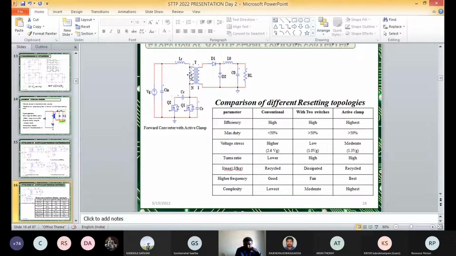Active clamp means that to reset this transformer we connect an extra capacitor and another MOSFET. During the positive half cycle the current path is like this, and during the negative half cycle we use the capacitance Cc to get a higher voltage than the input voltage. So during the off period of the main MOSFET Q1, the voltage across Cc is getting higher.